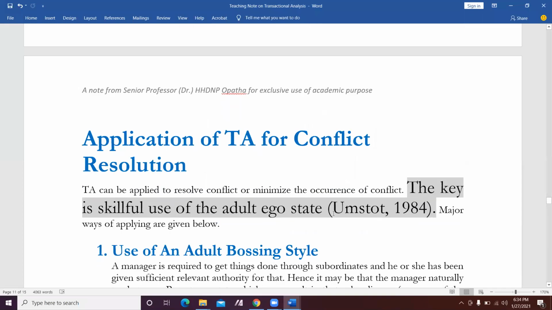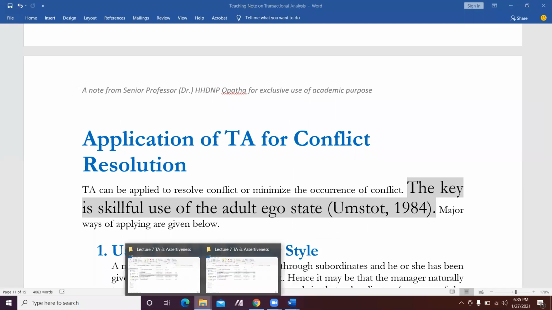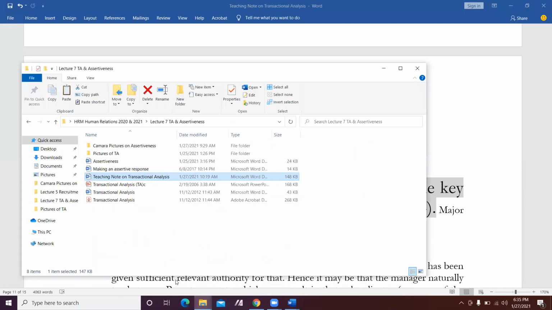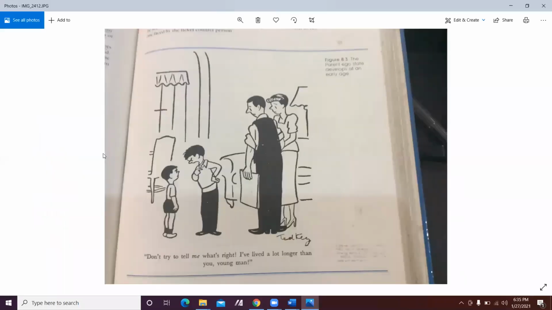All right. Any questions? Now let me show some pictures of transaction analysis. Look at this one. Have a serious look at that.